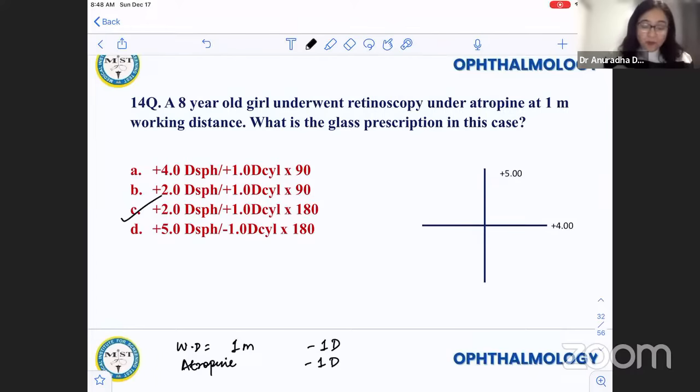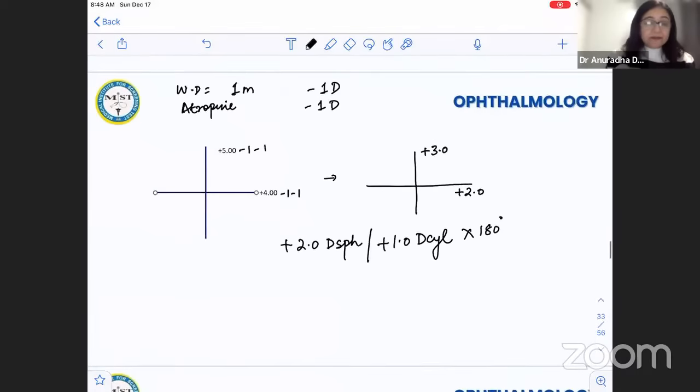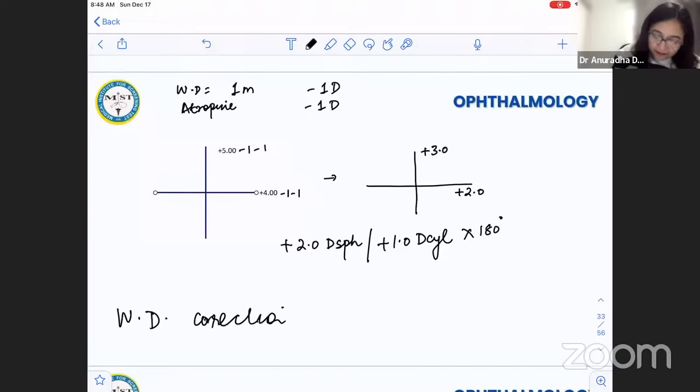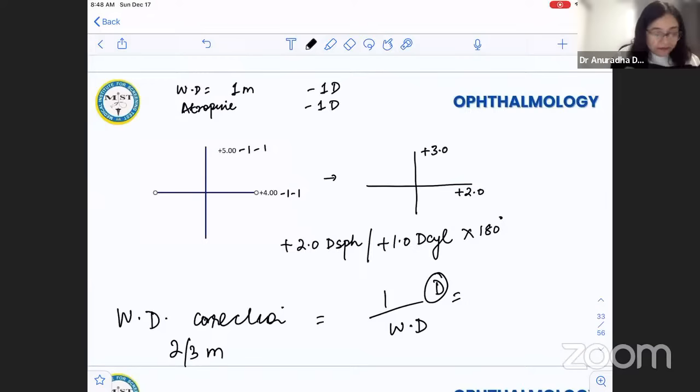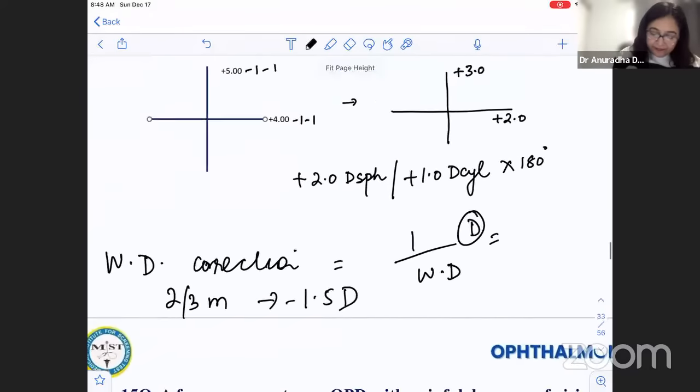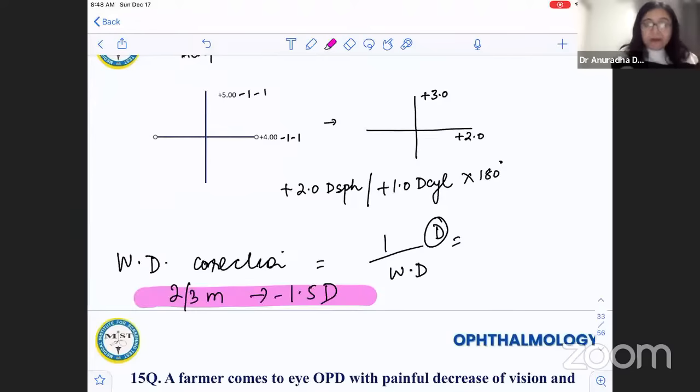90% of the time, the distance is 1 meter, beta. Because then you subtract minus 1 diopter. The correction for the working distance is the reciprocal of the working distance. You have to work out that many diopters. Okay? If the working distance is 2/3 meter, 1.5 will be the correction done. If the working distance is 2/3 meter, minus 1.5 diopter will be corrected. Because the correction for the working distance is the reciprocal of the working distance. But most of the time, to keep the calculation simple, they give the working distance as 1 meter. Okay.